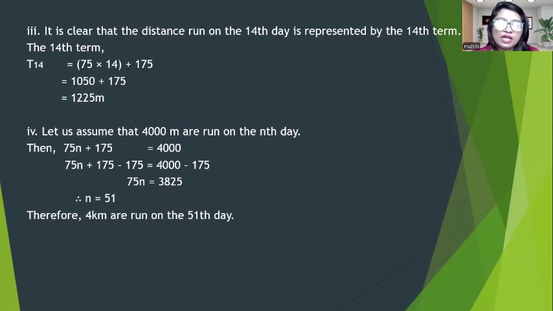3,825. You can divide both of these terms by 75. Then you can get an answer, n equal to 51. Right? What is meant by 51? It means on his 51st day, he runs 4 kilometers, which means 4,000 meters, right? Hope you can understand.